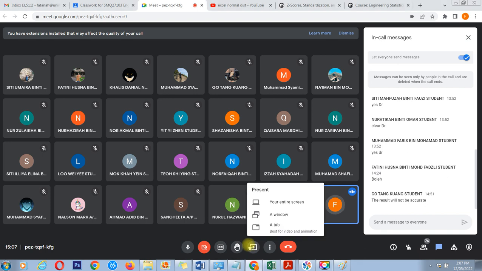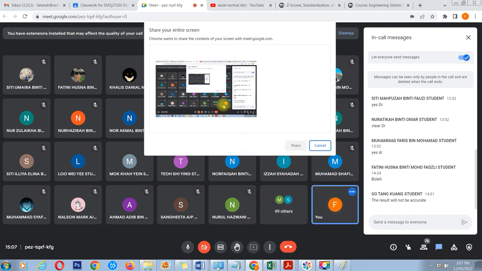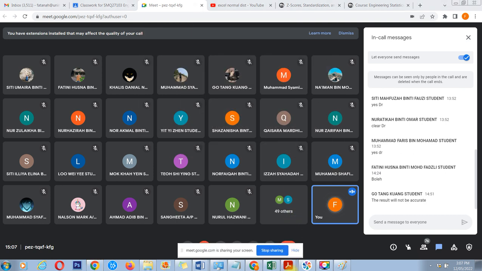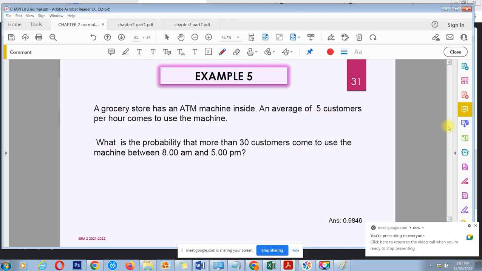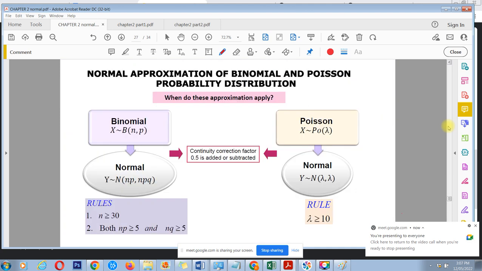Okay, let's go. The last section before we end of this chapter. The last section. Okay, so we go here. Okay, a normal approximation of binomial and Poisson probability distribution.